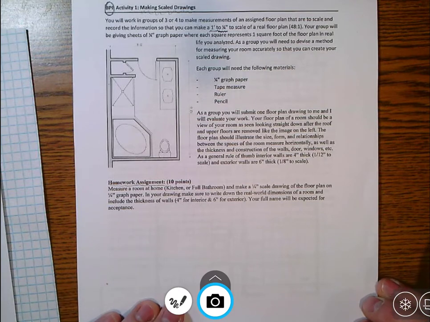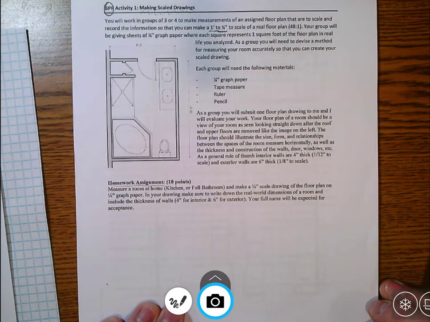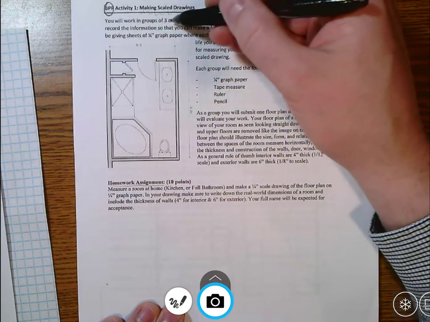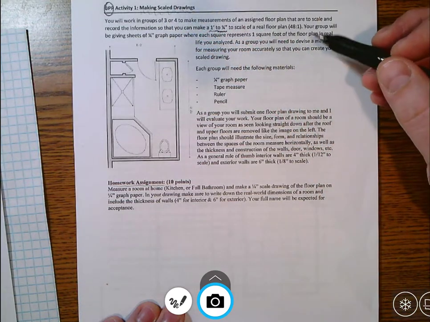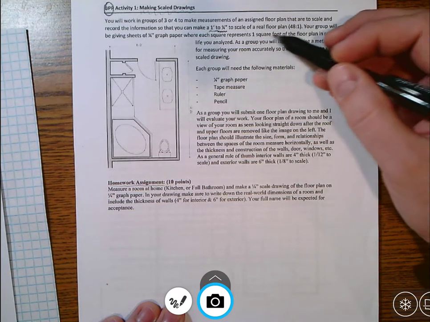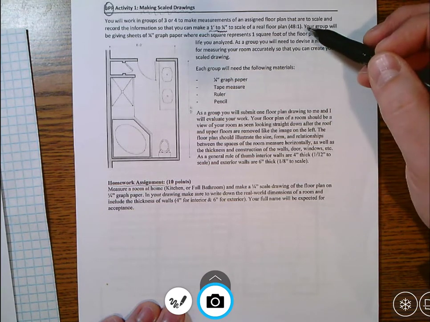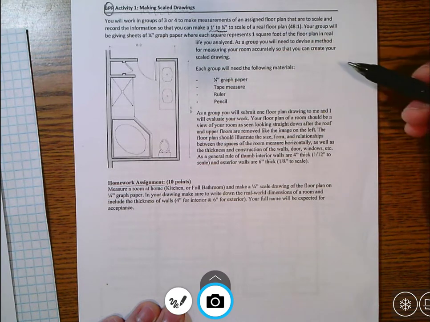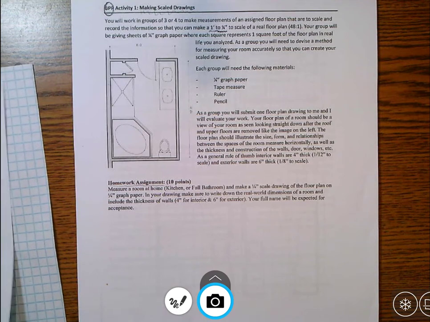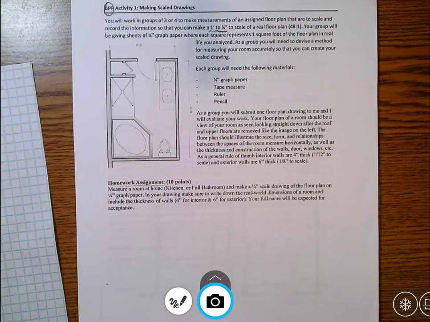You should have this worksheet, and what is explained in the worksheet is that we can get together in groups of 3 or 4 to make measurements of an assigned floor plan. In class, what we would typically do is there would be these floor plans taped on the floor, and then you would draw a scaled model of the floor plan that was taped down in class.